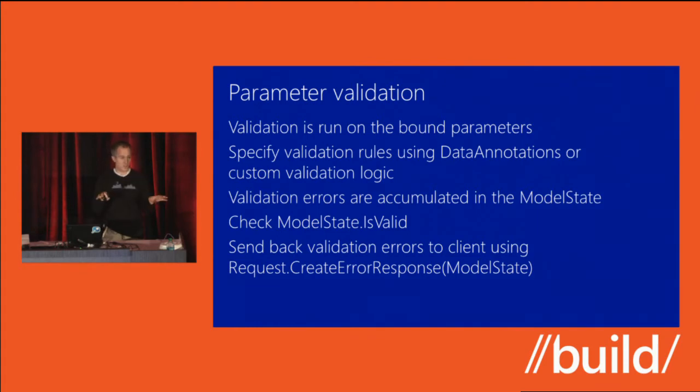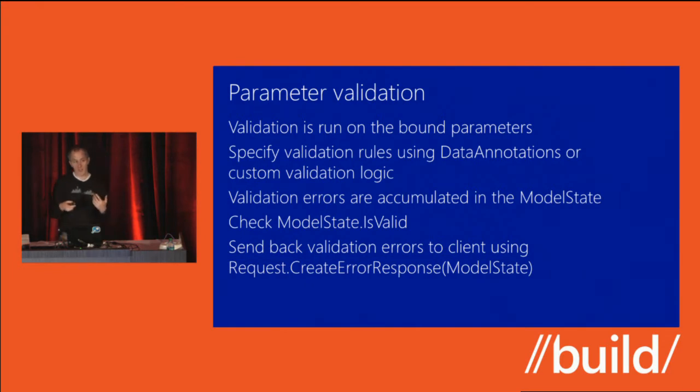Validation is run on all the bound parameters, and you specify what your validation rules are using the data annotations, like bracket required or string length to say how long the string should be. And we'll look at those annotations on your types, and we'll run validation logic and accumulate all the errors that we find in the model state, very similar to the way MVC does. So if you're using validation, if you're relying on it in your actions, you're going to want to, either in your actions or in a cross-cutting way, make sure that the model state is valid. And you do that just by checking model state is valid.